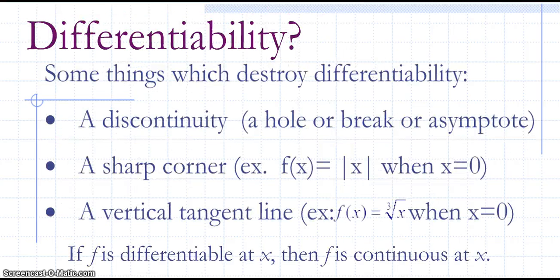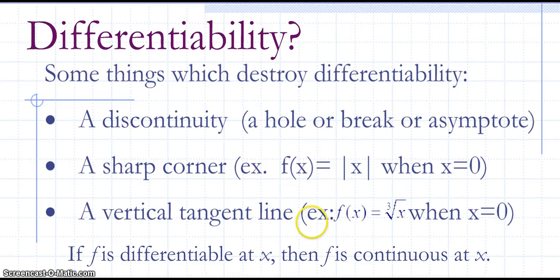So differentiability. Things that make something not differentiable at a point would be a discontinuity. So a hole or a break or an asymptote, if any of those occur, then the function is not differentiable at that point. A sharp corner. So, for example, f of x equals the absolute value of x at x equals 0 is not differentiable. It's differentiable everywhere else, but at x equals 0 it is not.